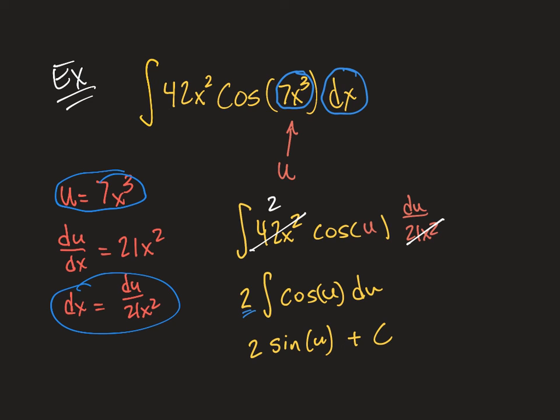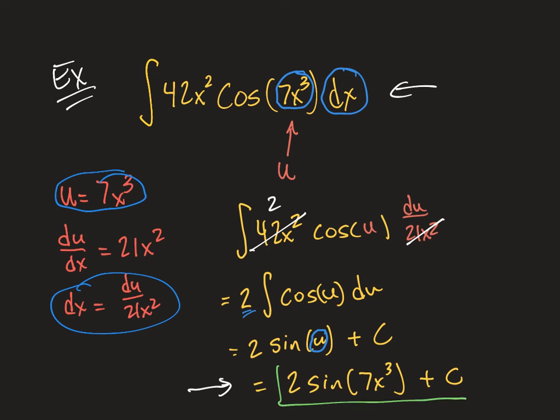Our last step, in case you've forgotten, is to give an x answer for an x problem, right? This up here, this is an x problem. So we're going to give an x answer down here by substituting the u back in. So the final answer for this indefinite integral is 2 sine of 7x cubed, because that's what u was, plus c. And so this is the expression that we're looking for the indefinite integral of 42x squared cosine 7x cubed dx.